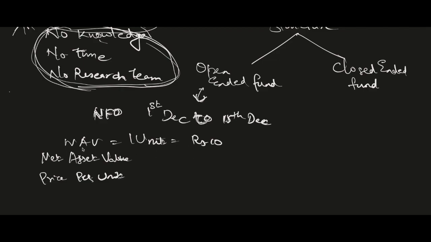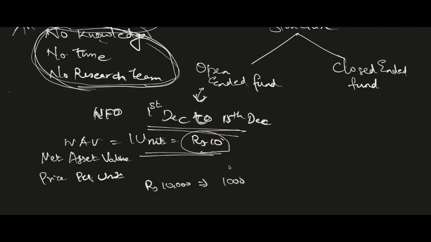So price per unit is, let's say, 10 rupees, and during this new fund offer, when you invest, its price will be 10 rupees. So imagine you are investing 10,000 rupees. When you invest 10,000 rupees, you will get 1,000 units, because the price of one unit is 10.